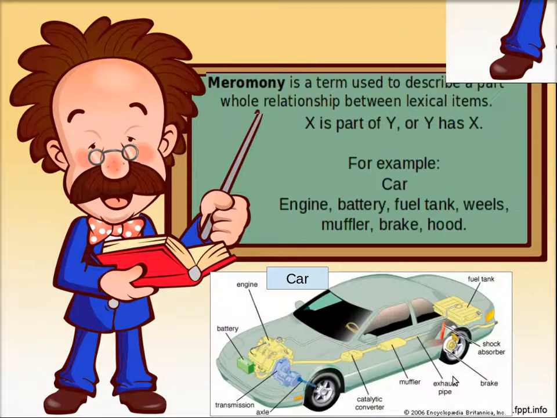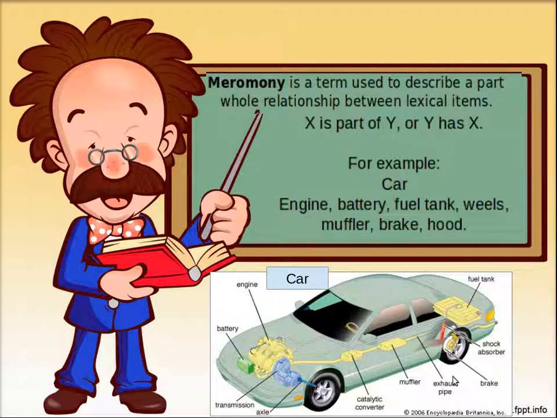Meronymy. Meronymy is a term used to describe a part-whole relationship between lexical items. X is part of Y, or Y has X as a part. For example, a car is composed of the following elements: engine, battery, fuel tank, wheels, muffler, brake, hood.